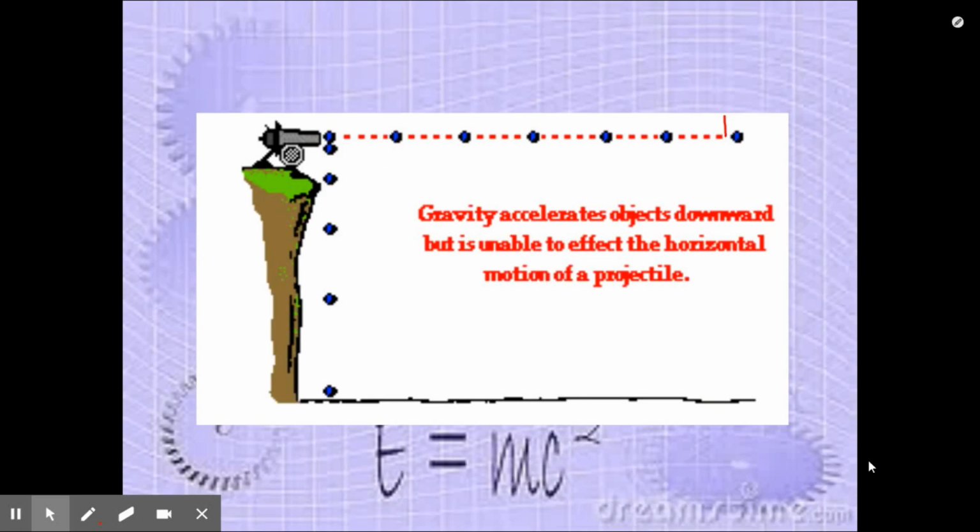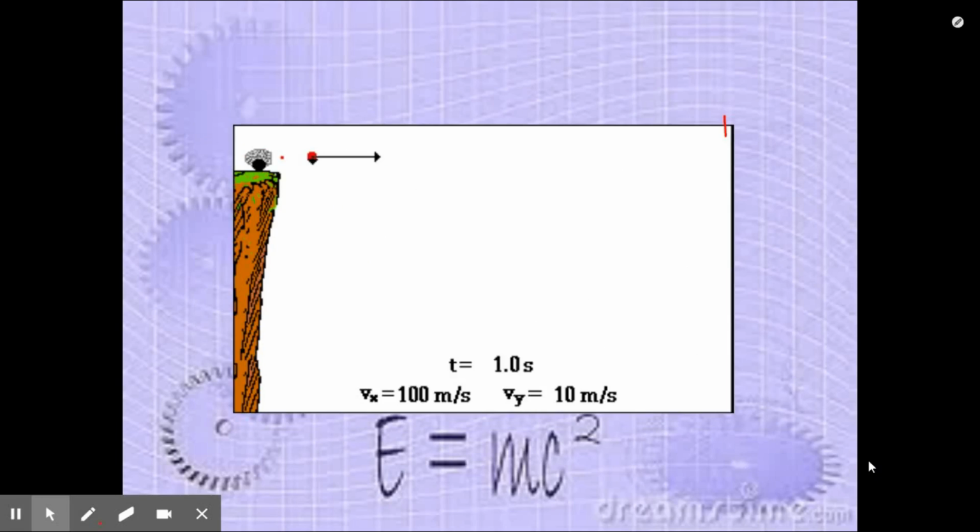So we can see that in this next slide. If we look at the arrows, the arrow for the horizontal component is staying the same length. And you can look at the velocity in the x direction at the bottom. It's always 100 meters per second. It's not speeding up or slowing down in the horizontal or the x direction. But as it falls, we know that gravity is causing it to accelerate or speed up as it falls. So in the y direction, you can see that arrow is getting bigger as it falls, and the Vy is increasing.